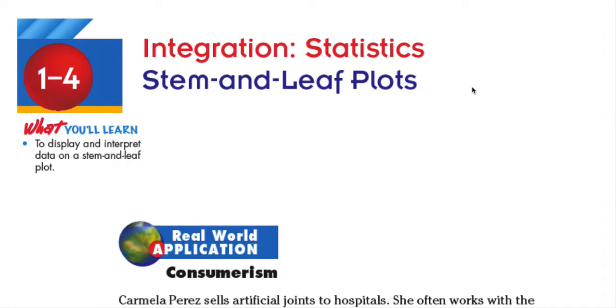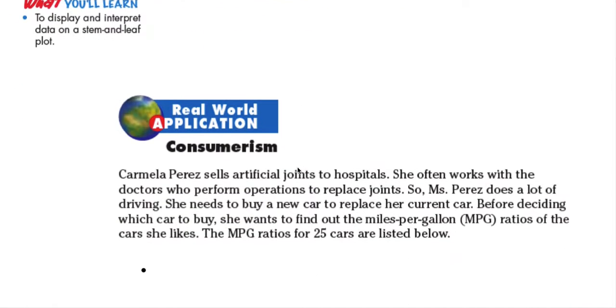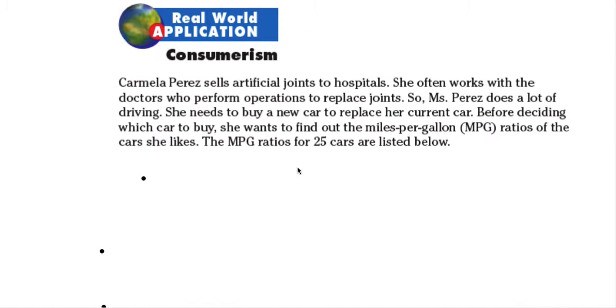Lesson 1-4, Stem and Leaf Plots. In this lesson, you learn to display and interpret data on a stem and leaf plot. Let's take a look at this real world application. Consumerism. Carmela Perez sells artificial joints to hospitals. She often works with the doctors who perform operations to replace joints.